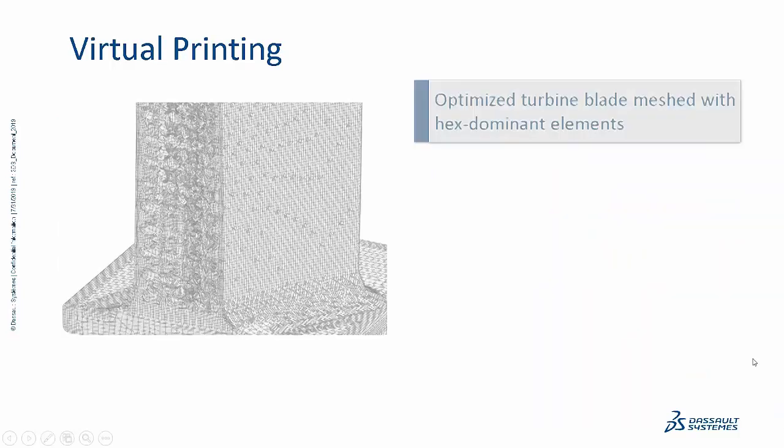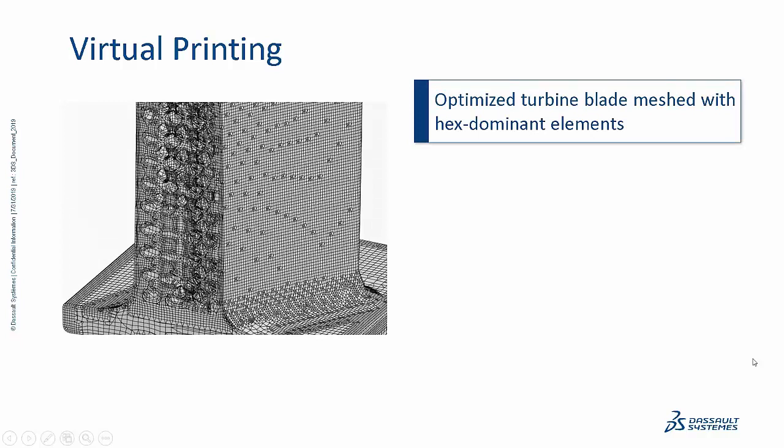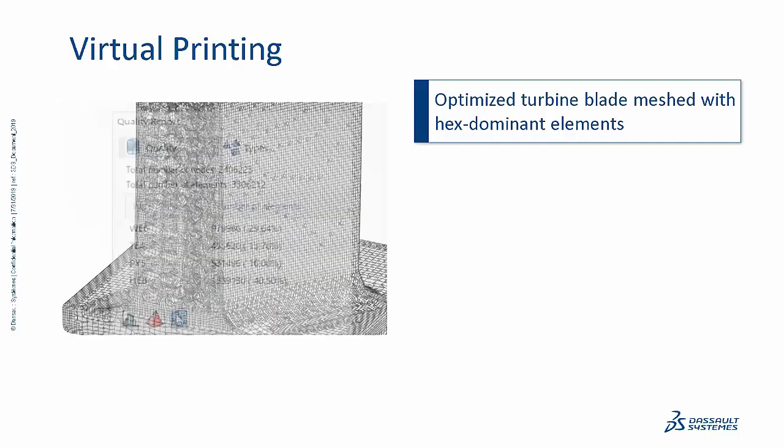Virtual printing is the third phase of the workflow. In this case, the optimized turbine blade was meshed with hex dominant elements, and as you can see, this is a cross section of the turbine blade itself. It was meshed with hex dominant elements, as the name suggests. It's a majority of hex elements, and then the next one will be a 6-node element, the next one a 5-node, and the 4-node element as well.